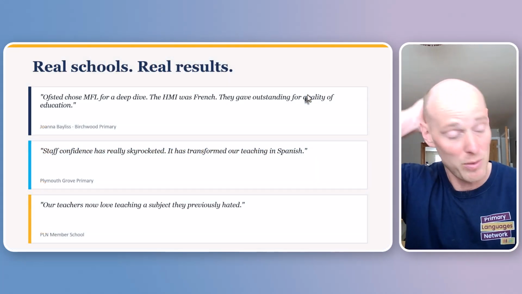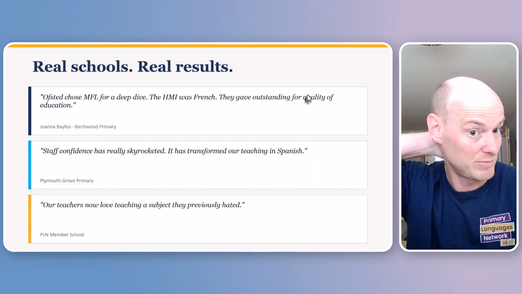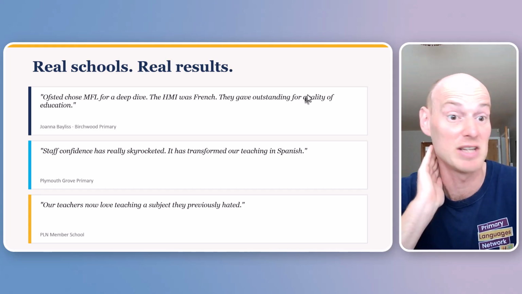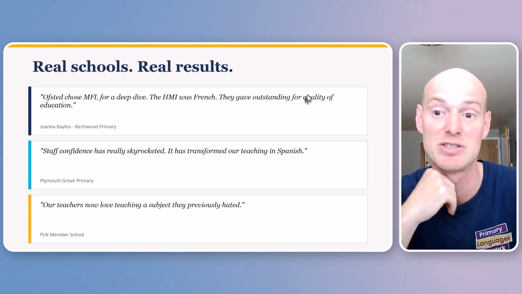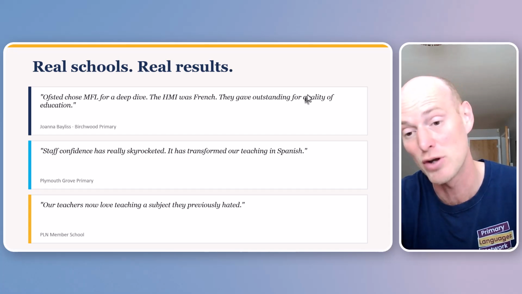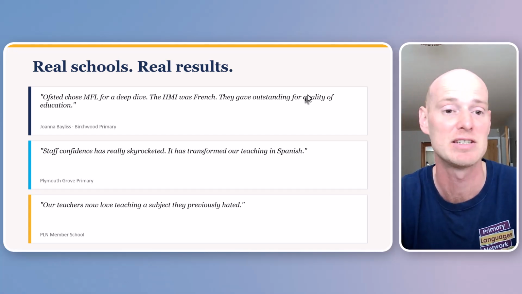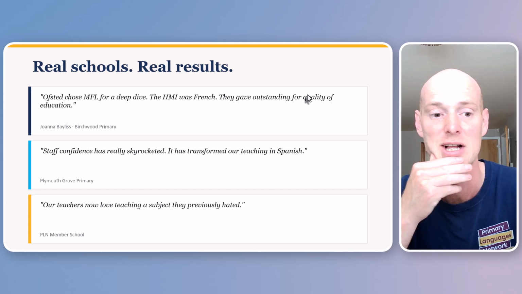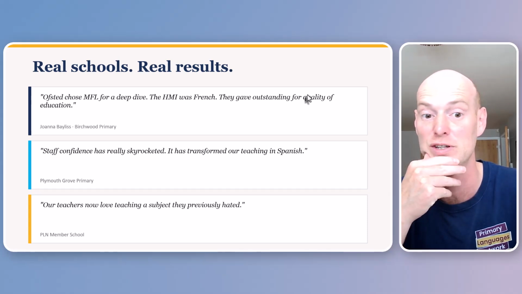And we, like I say, we work with real schools and we get real results. Joanna Bayliss, Ofsted chose MFL for a deep dive. The HMI was French. They gave outstanding for quality of education. That is a set of non-specialist teachers that have been using us for 5 years now, but after 1 year, they'd seen the progress.